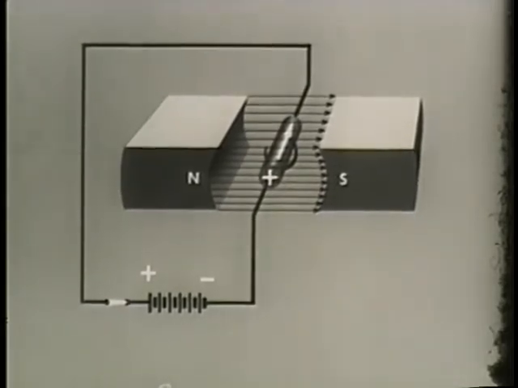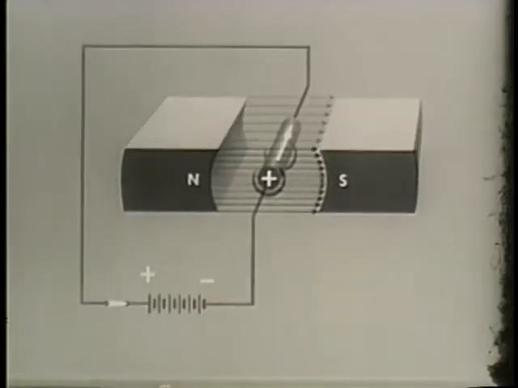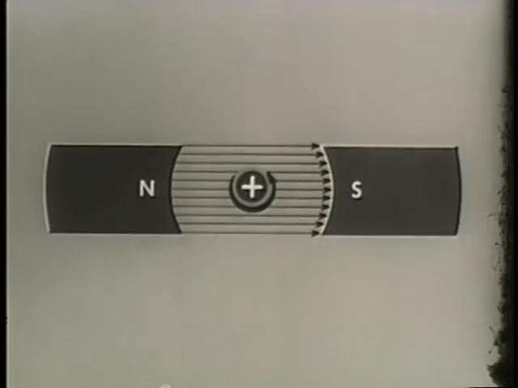Conversely, when current flows in the opposite direction, that is to say, away from us, the field of the conductor opposes the main field above the conductor. This aids the main field below the conductor, distorting the lines down. The field below the conductor is thus made stronger, while the field above the conductor is made relatively weaker. This forces the conductor to move up.